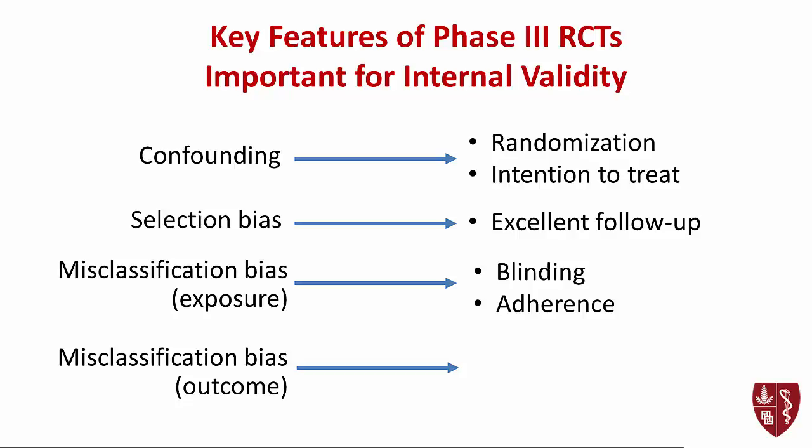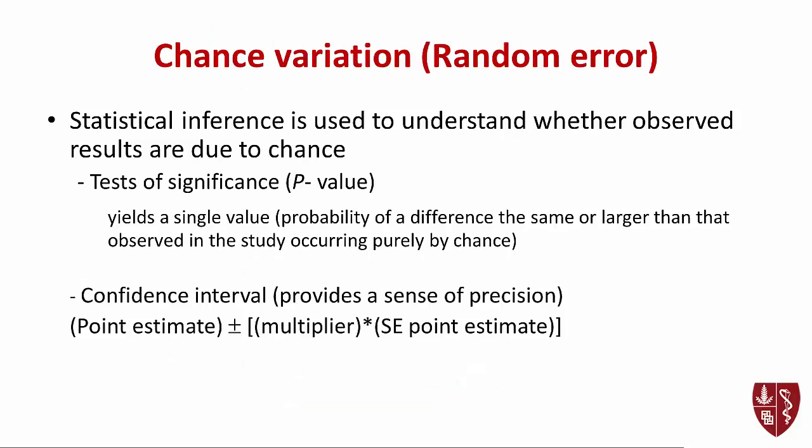Again, if you can blind the subjects and the investigators, have objective measures, and apply consistent criteria for all subjects, you can minimize the threat due to this bias. Now let's talk about chance variation or random error, which can also result in your inability to either see an effect or see a spurious effect. So what do we do to minimize random error?